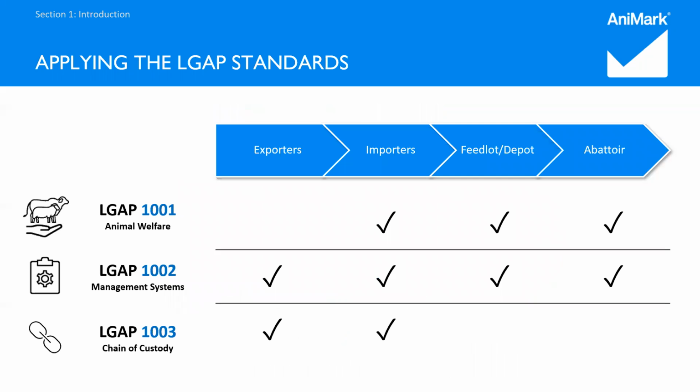The application of the 4 LGAP standards depends upon what type of activities you undertake. LGAP 1000 is just a dictionary of terms and definitions. So this table shows us 1001, 1002, and 1003. So feedlots, depots, and abattoirs must adhere to 1001 and 1002. Importers must adhere to all 3 standards shown. Exporters must adhere to 1002 and 1003. It's also key to remember that within the standards, not all of the requirements apply to every type of facility or operator.